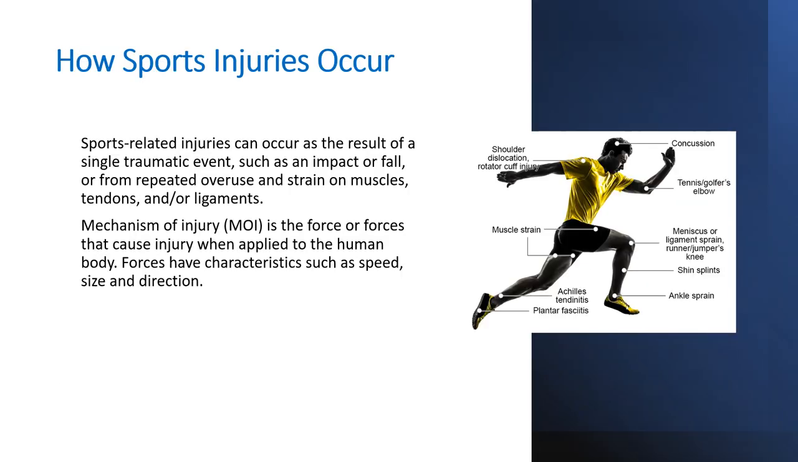Let's begin today's lecture by discussing how sports injuries occur. Sports-related injuries can occur as the result of a single traumatic event, such as an impact or a fall, or from repeated overuse and strain on muscles, tendons, and/or ligaments. The mechanism of injury, the MOI, is the force or forces that cause injury when applied to the human body. Forces have characteristics such as speed, size, and direction.